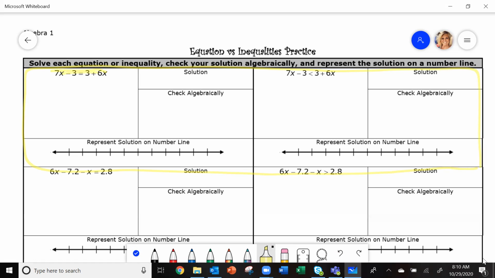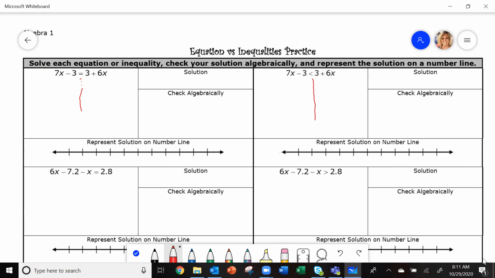Just like we had in our notes, here's my equation, here's my inequality. They are exactly the same, except one has an equal sign and one has an inequality sign. We're going to show how solving equations and inequalities are the same thing, except for maybe a couple different tweaks to show what the difference between the two are. So first thing I do is I go to the equal sign. I'm going to draw a dotted line. Inequality, I'm going to draw a dotted line.